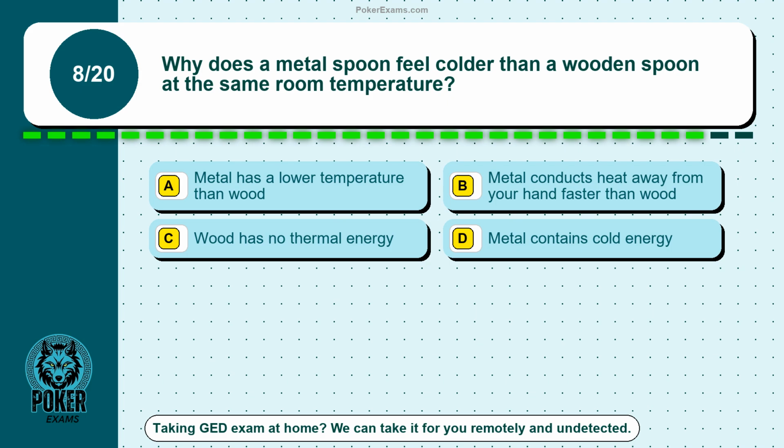Question 8. Why does a metal spoon feel colder than a wooden spoon at the same room temperature? Option A. Metal has a lower temperature than wood. Option B. Metal conducts heat away from your hand faster than wood. Option C. Wood has no thermal energy. Option D. Metal contains cold energy.